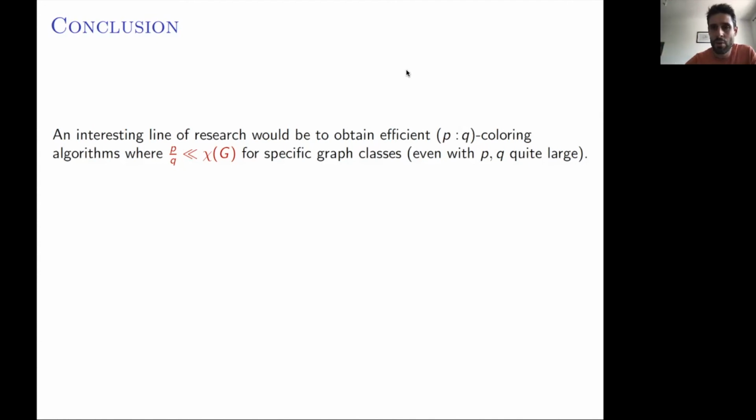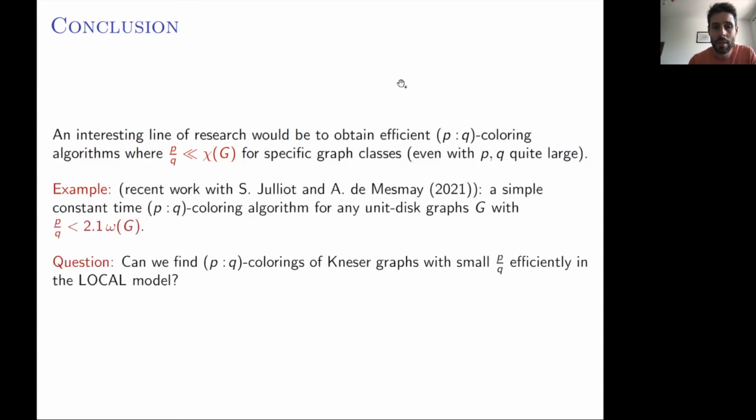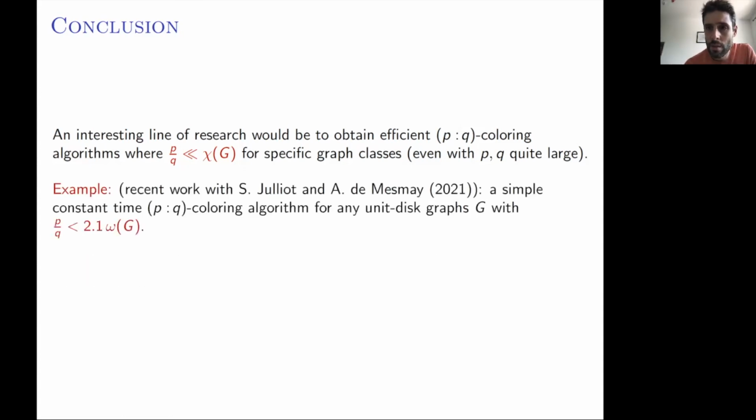If you have a huge number of rounds of communication over the long run, what's really important is this ratio P over Q, not so much the fact that P and Q are large, I think. One example of the result that I have in mind is the one we obtained recently with Sébastien Judiot and Arnaud de Mesme. We obtained a constant time algorithm in the LOCAL model to color unit disk graphs. Unit disk graphs are intersection graphs of unit disks in the plane. They model wireless communication networks.